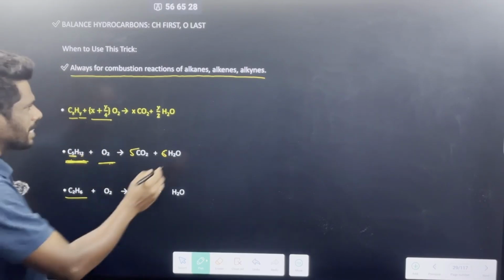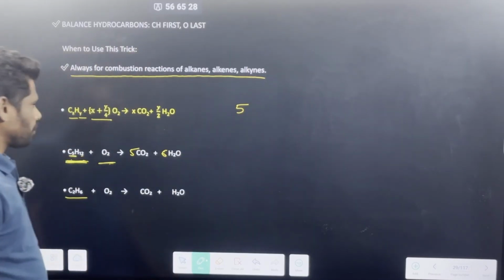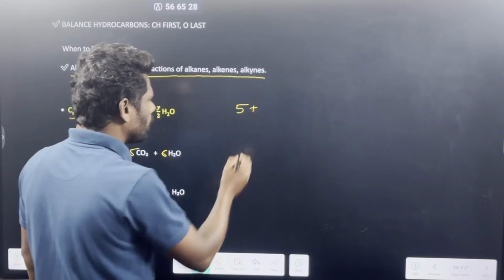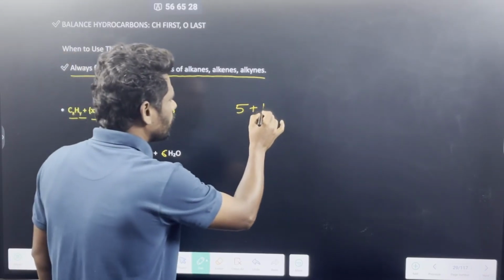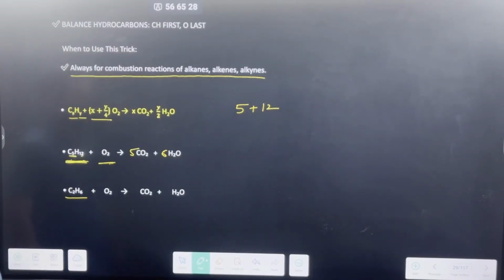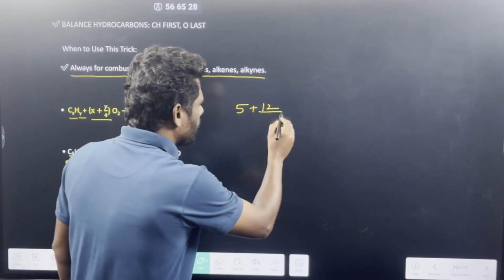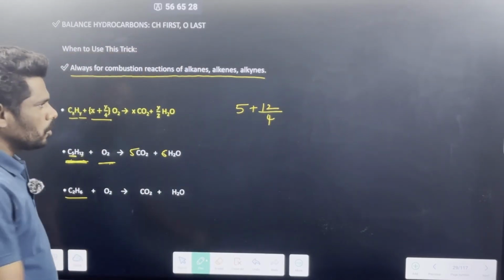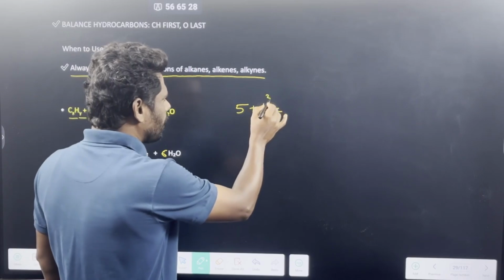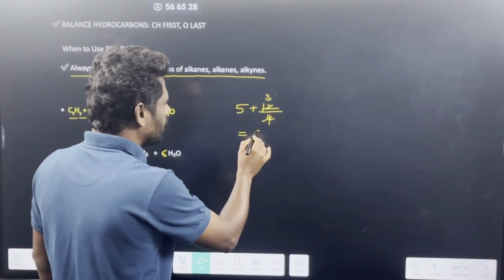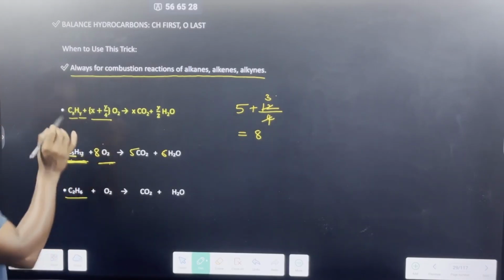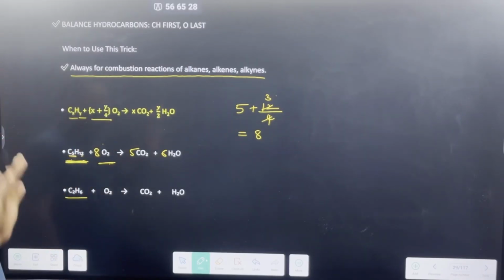What is the value of X here? 5. What is the value of Y here? 12, divided by 4. What to do? 4 3s are 12. Then you get the value 8. Then keep the value 8 here. That will be the balanced equation.